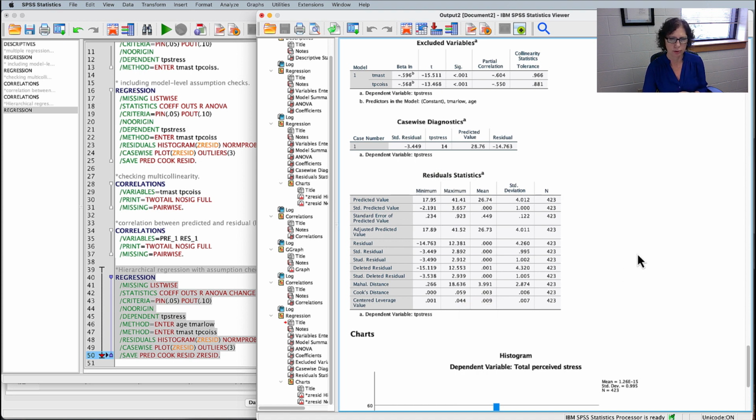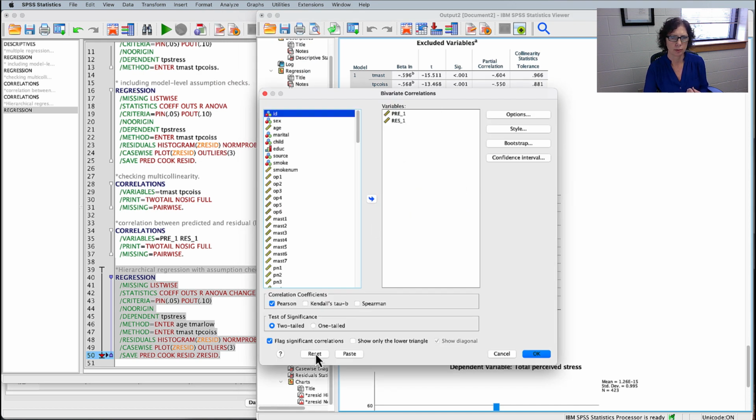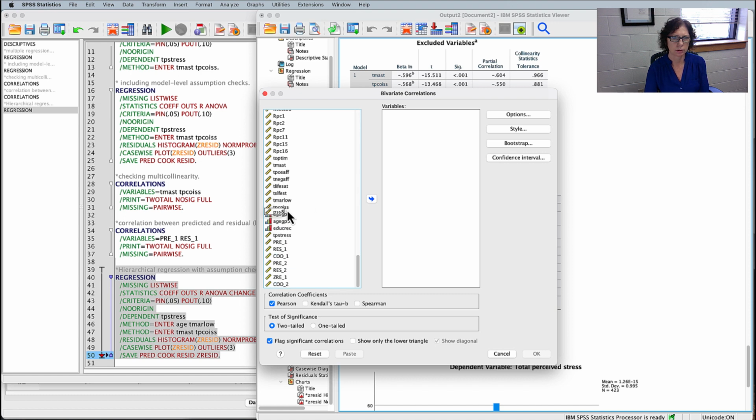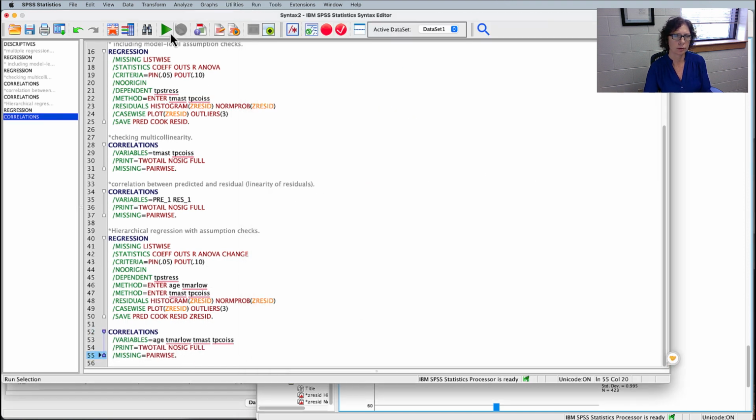So that's outliers. Multicollinearity, again, you're looking at, are your predictors highly correlated? So we can bring in a correlation of all of our items. I'm going to reset this, and we had age, social desirability, and mastery, and TPCOS right there. So paste and running this one.